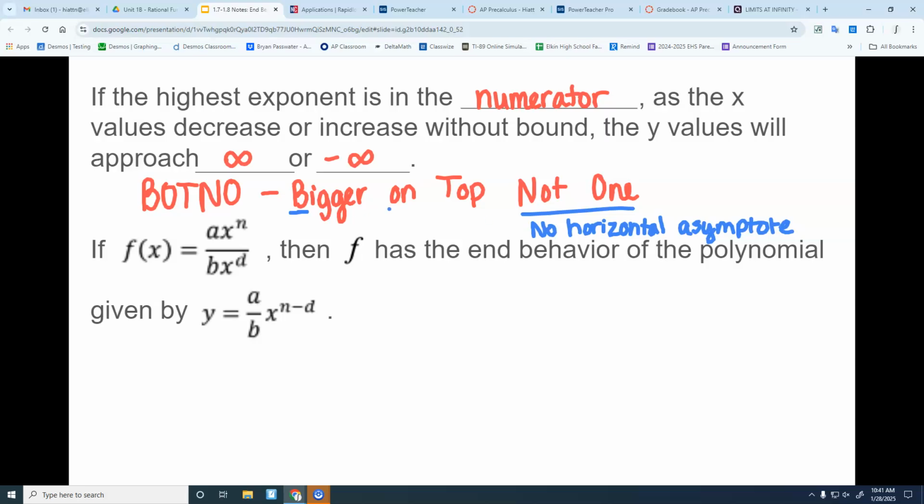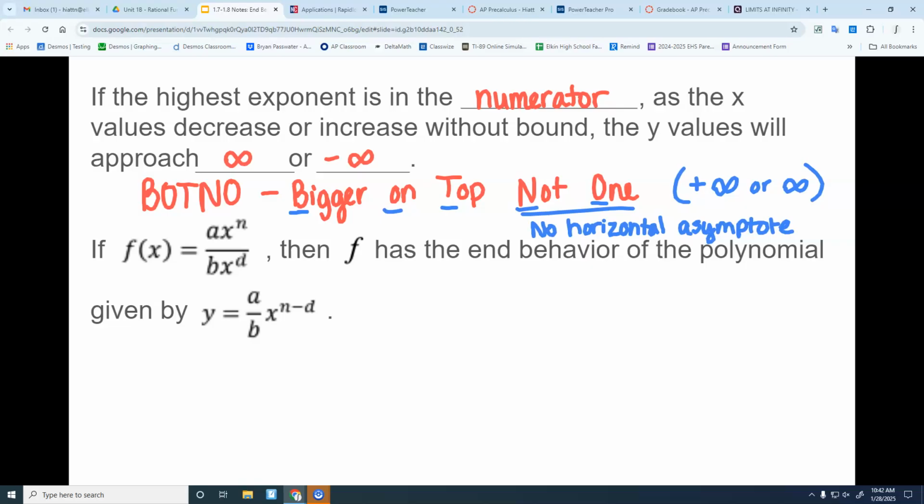So whenever we have bigger on top, not 1, it means there's no horizontal asymptote, or you can think of it as not a limit, but it can be positive infinity or negative infinity is what you're usually going to answer it with. So you have to think a little harder on finding end behavior for this.